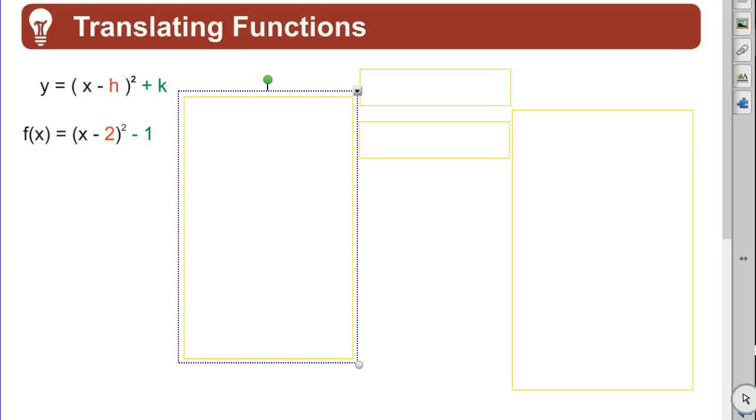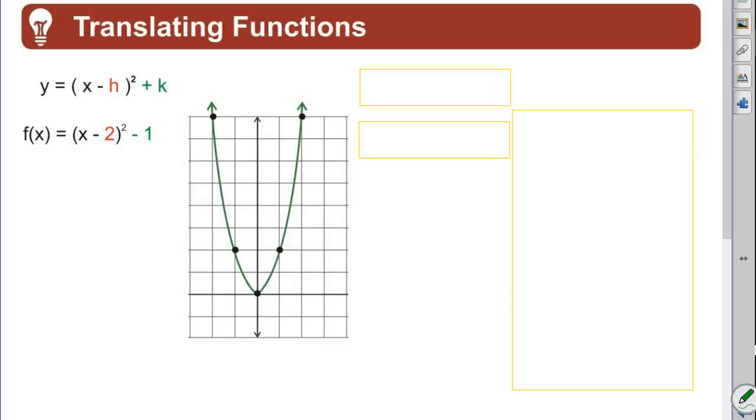Let me show you a base model parabola. Generally, it's just y equals x squared. But if you want to fit it in the pattern, it would be y equals x minus 0 quantity squared plus 0. And the vertex is the h, k values, so 0, 0.